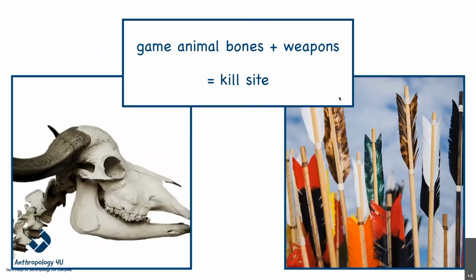Archaeologists interpret the evidence they find and try to reconstruct the past. Here's an example. Say an archaeological site contained lots of bones from game animals and parts of weapons. It may be interpreted as a kill site, a place where game animals were killed.